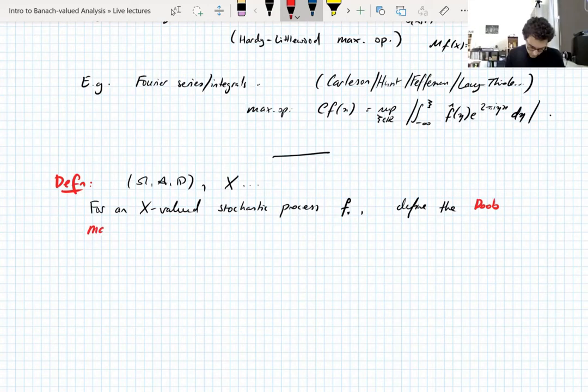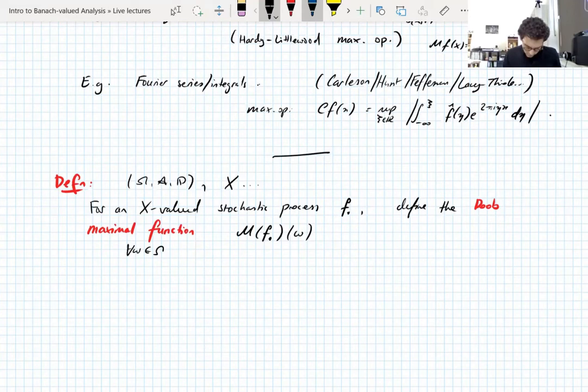I know I'm saying maximal function instead of maximal operator. The maximal function is this function here, M of f bullet of omega. It's a function on the probability space. It is the supremum over n of the norm of the stochastic process evaluated at omega. This is the Doob maximal function of f. M itself is the Doob maximal operator. People confuse the terms maximal operator and maximal function. I like to try to get it straight. There are functions, there are operators. The maximal function is not an operator. The maximal operator is an operator. Pedantry.